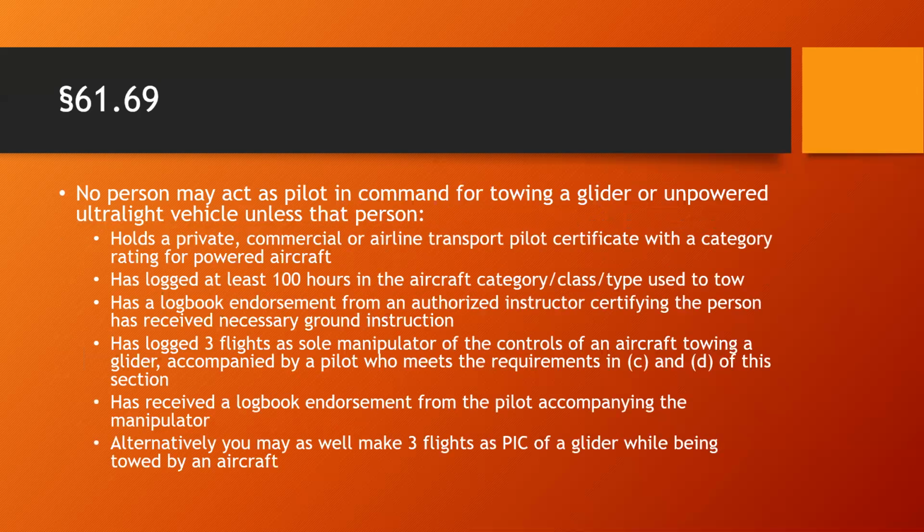Part 61.69. No person may act as a pilot in command for towing a glider or unpowered ultralight vehicle unless that person holds a private, commercial, or airline transport pilot certificate with the category rating for powered aircraft, has logged at least 100 hours in the aircraft category, class, type used to tow, has a logbook endorsement from an authorized instructor certifying that the person has received necessary ground instruction, has logged 3 flights as sole manipulator of the controls of an aircraft towing a glider, accompanied by a pilot who meets the requirements in sections C and D of this section, has received a logbook endorsement from the pilot accompanying the manipulator, and alternatively, you may as well make 3 flights as PIC of a glider while being towed by an aircraft.